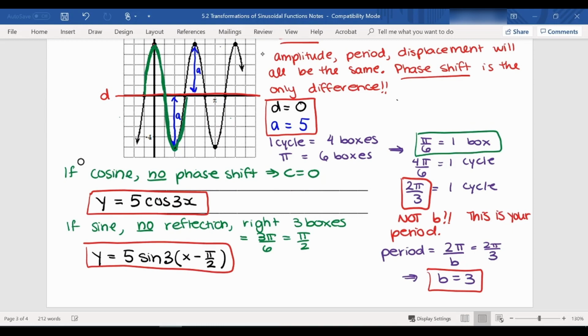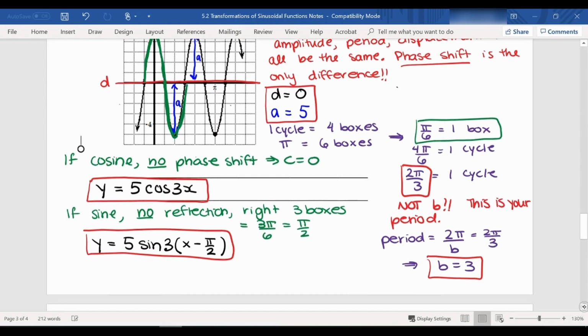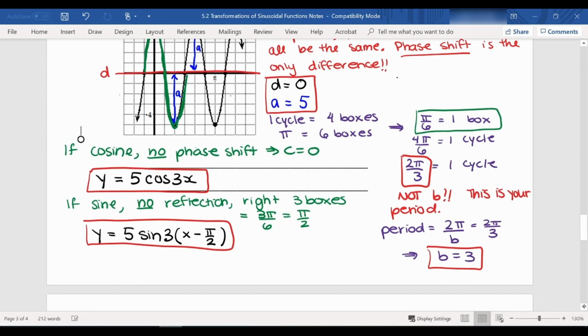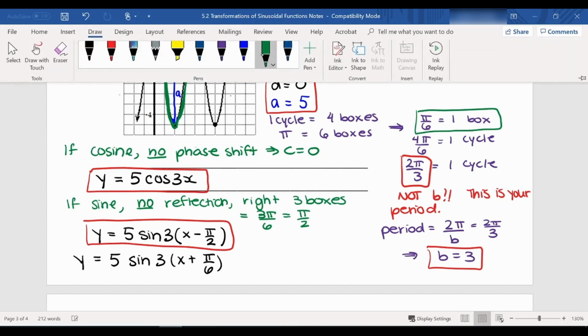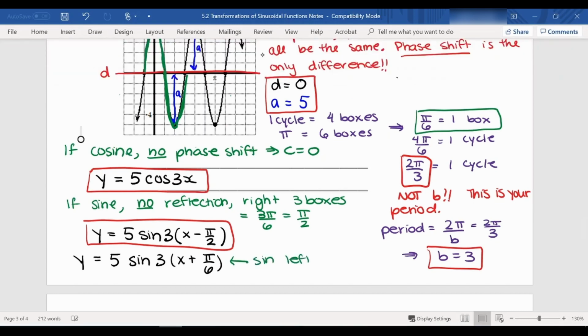Okay, so your other option would be, what if you moved left by 1 box? You moved left 1 box, you would have 1 box is pi over 6. Okay, no reflection, but left 1 box. There's a couple of other answers that are on the PDF that I've uploaded where you might have viewed this as a reflection, and there's a couple other options you could have as well.